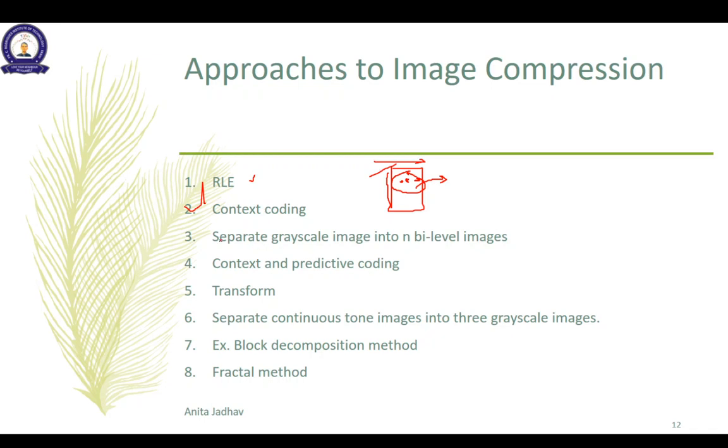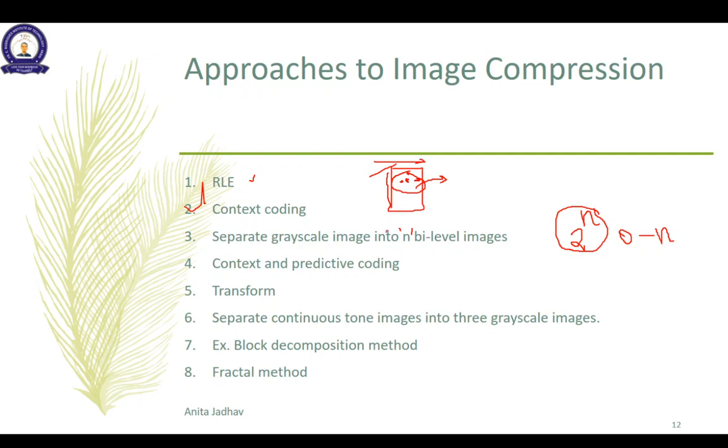Now the third approach says you can separate the grayscale image into n bi-level images. If you remember, we said that a grayscale image is one where the colors vary between 0 and n, and it can have 2 raised to n shades. So if grayscale is represented by these values, it will have 2 raised to n levels of grayscale. In this case, we can convert the grayscale image into n bi-level images, and then each bi-level image can be compressed with RLE and prefix code, the way we did for the first approach.